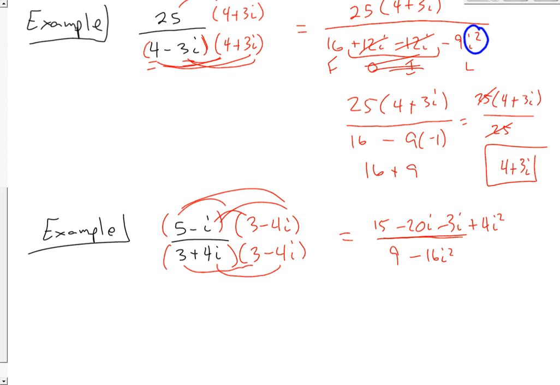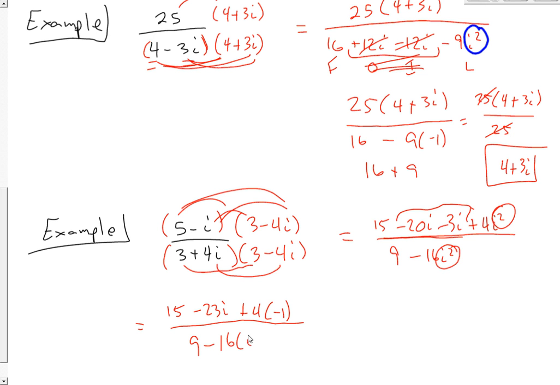And now I need to simplify this. I've got this i squared right there, which is negative 1. So I'm going to have 15. First of all, I'm going to simplify these like terms there to get negative 23i. And then that i squared is negative 1, so plus 4 times negative 1. And then 9 minus 16i squared, that i squared is also negative 1. So I'm going to get 9 minus 16 times negative 1.